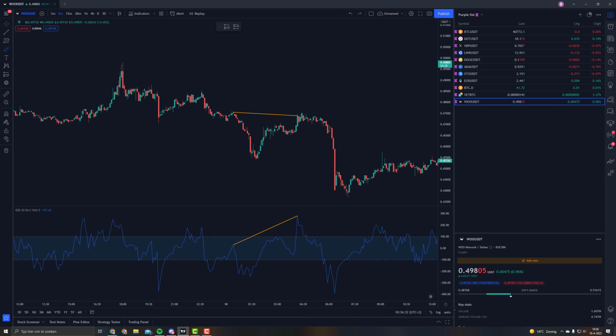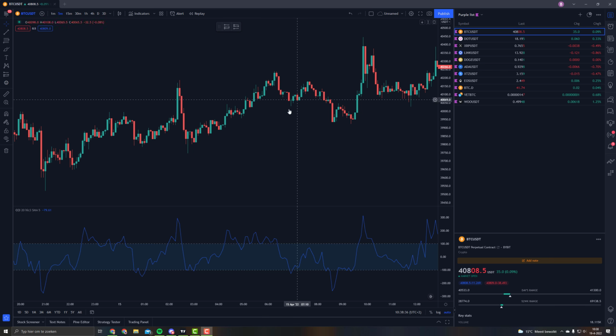Let me look for another example. Right here we have another divergence, clearly. It's a bearish regular divergence. Price is going up. The CCI is going down to that point.